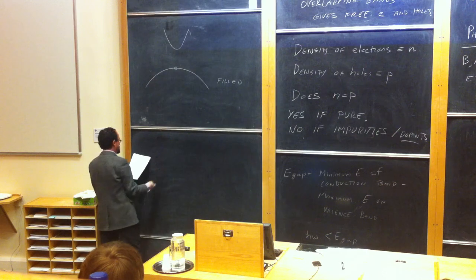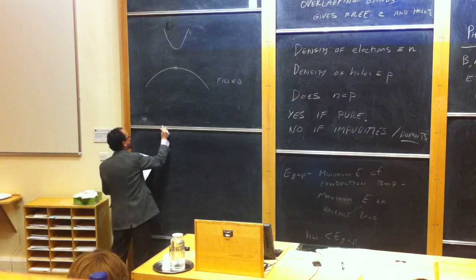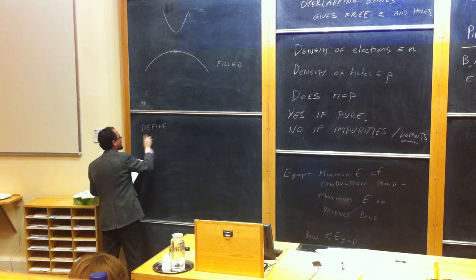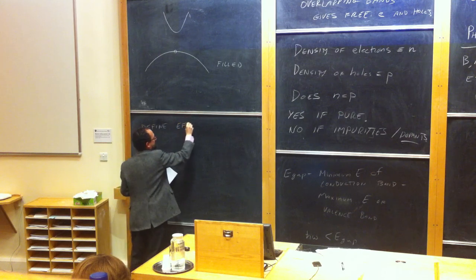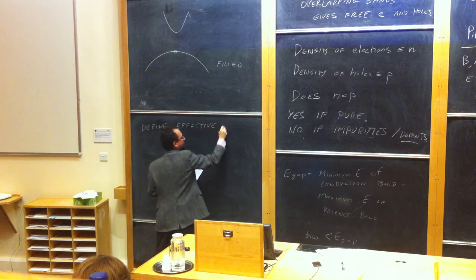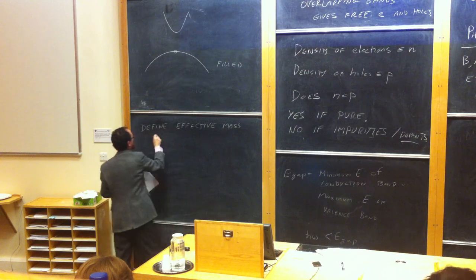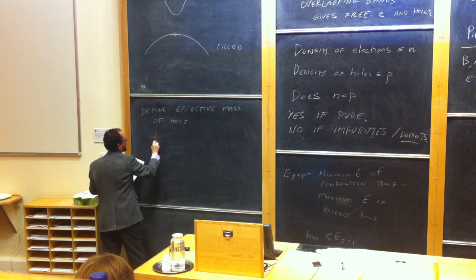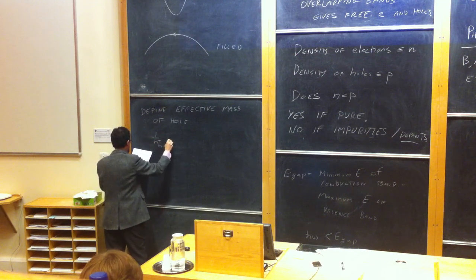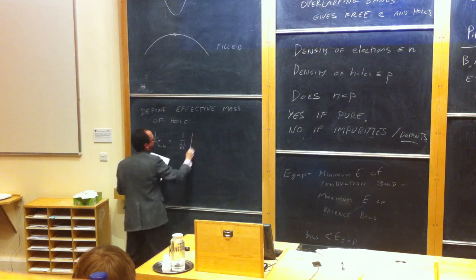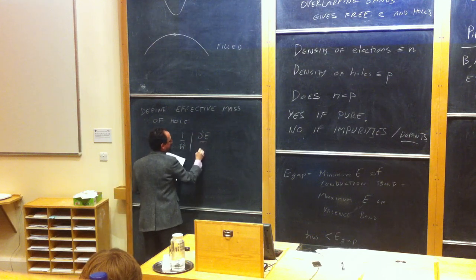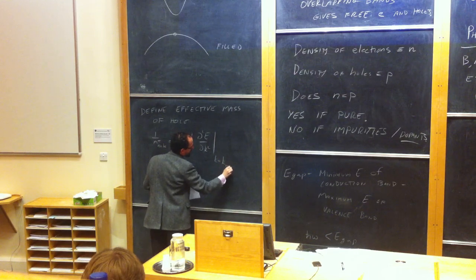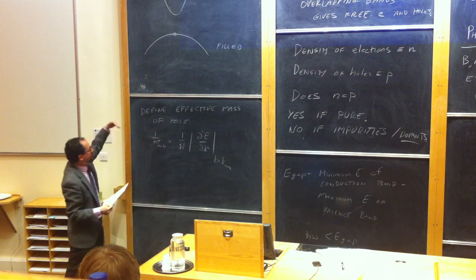The conventional definition, which I approve of, is to define the effective mass of a hole via 1 over m star hole equals 1 over h bar squared times the absolute value of d squared E dk squared, evaluated at k equals k max. In other words, at the top of the parabolic curve.